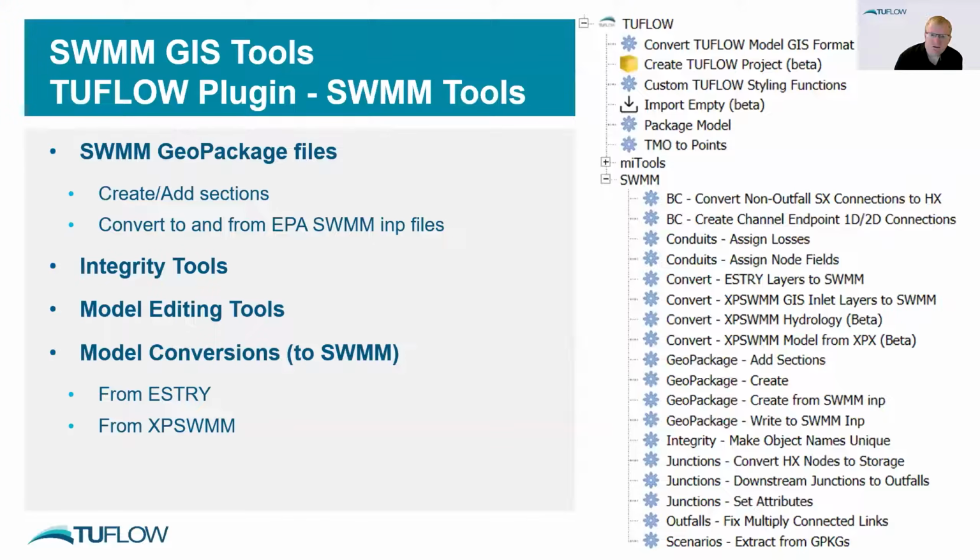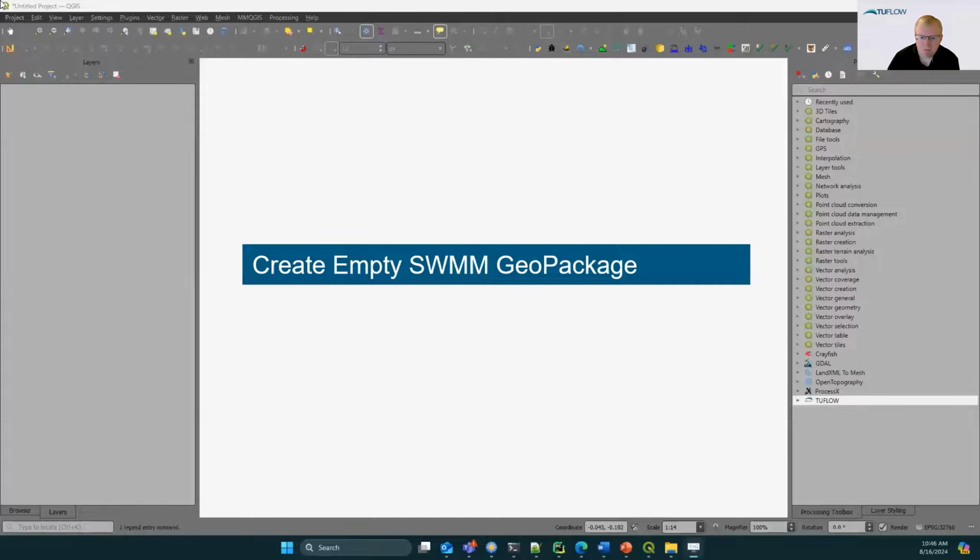And so what tools do we have? Well, the key ones are being able to create the GeoPackage files, add sections, and convert to and from the SWMM INP files. We have some other tools. We'll talk about some integrity tools to help do some QA/QC on your model data. We have some model editing tools and then some conversion tools in there. So those are the categories, with the full list on the right, but a lot of them are ones that you may not need to use.